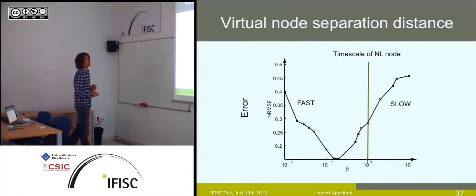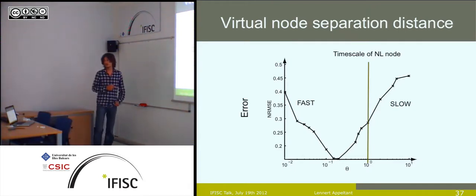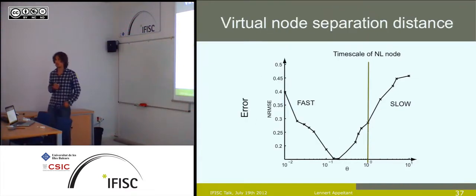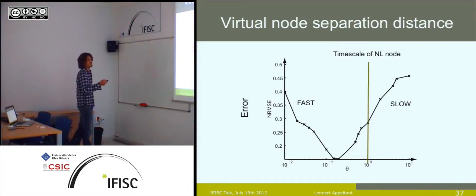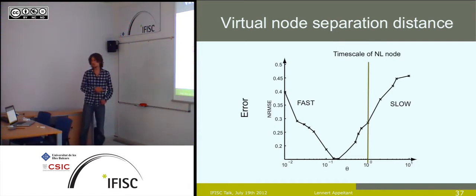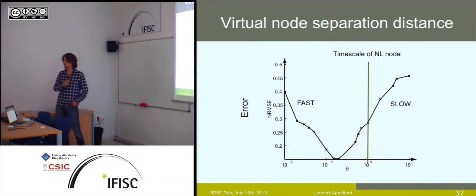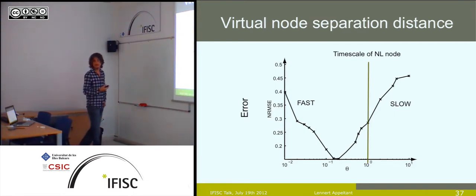If we take a look at the performance on this NARMA 10 benchmark task, remember this was the nonlinear systems modeling task. What you see here is the error, expressed as a root mean square error, so we want it to be as low as possible. What you see on this axis, the horizontal axis, is the time scale of the mask. This theta is the time scale with which we modulate the mask. The vertical line here is the time scale of our nonlinear node. It's the internal time scale of the system.